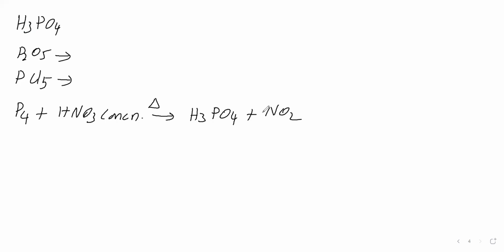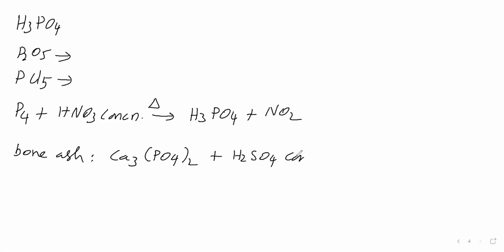Then for H3PO4, another preparation uses bone ash. Bone ash contains calcium phosphate, Ca3(PO4)2. It is treated with concentrated sulfuric acid. The phosphate takes H+ from the acid and becomes H3PO4, while calcium and sulfate become calcium sulfate.